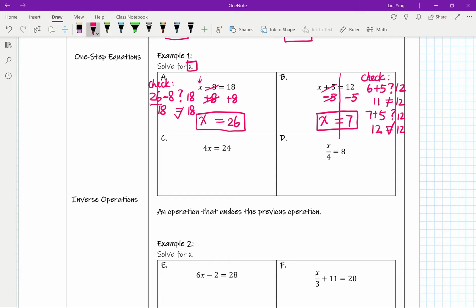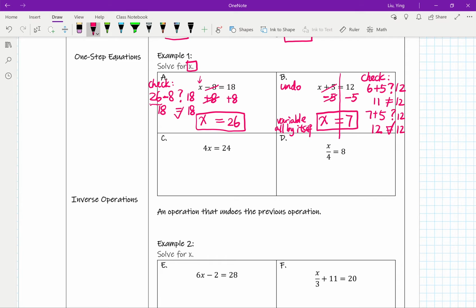Okay, so now that's the idea. We will first undo something, and then get the variable all by itself, and we will then check. That's the basic process of solving an equation. So look at another example, part C.